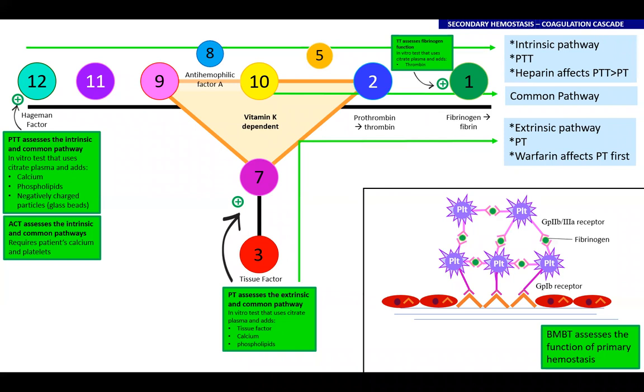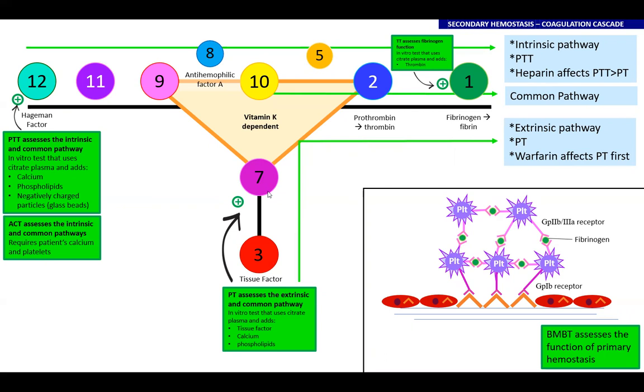And so with fibrinogen, that's kind of an exception because it's also involved with platelet aggregation. You may see some increase in BMBT with fibrinogen deficiency, but not always. It has to be pretty severe. And then with factor 7 deficiency, you would only see a prolongation of PT, and your PTT would be normal.